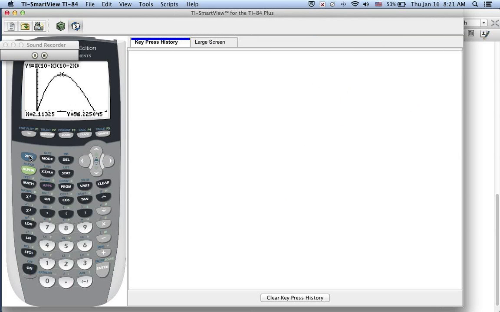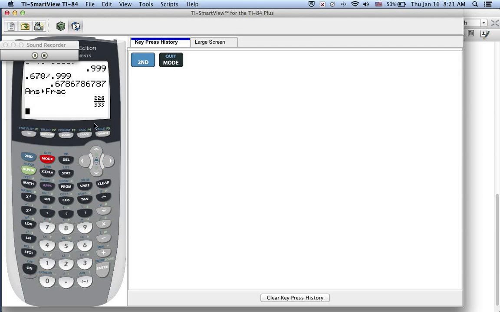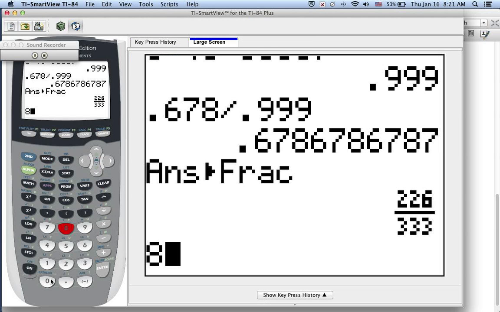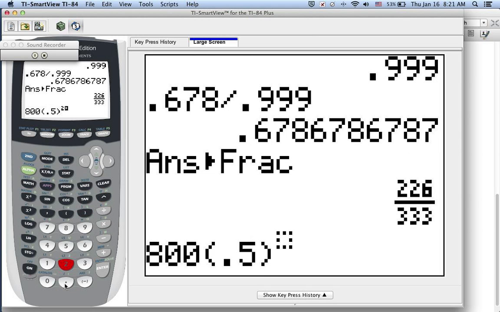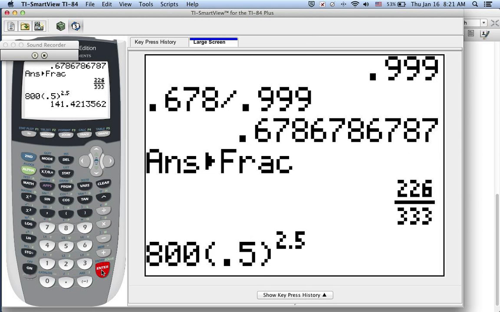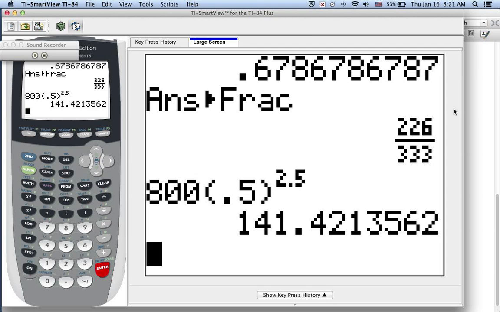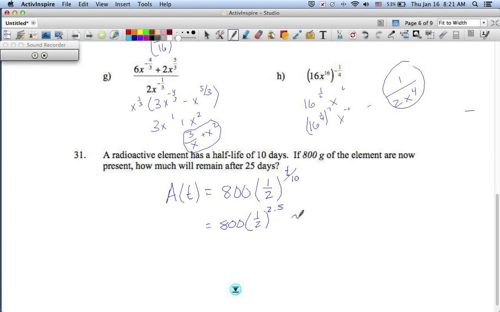Okay, here we go. 800 times 0.5 to the 2.5. 141.42. And don't forget units. That is grams remaining after 25 days.